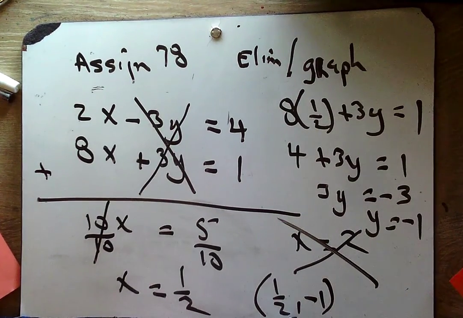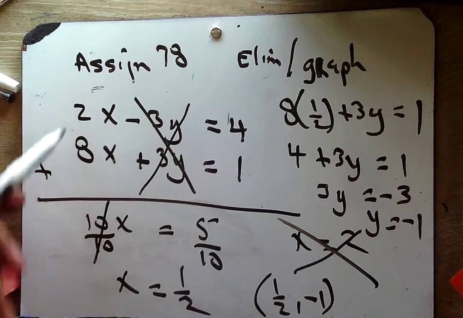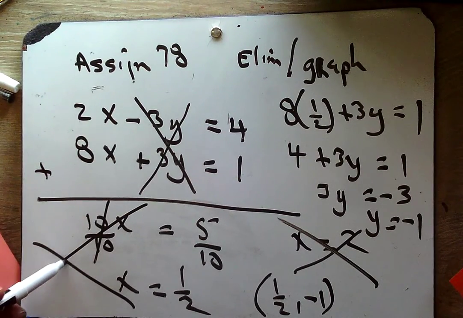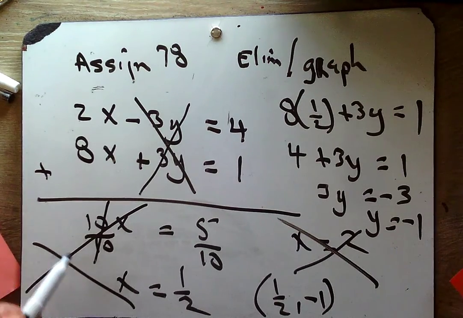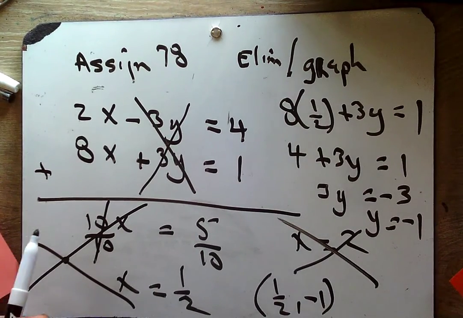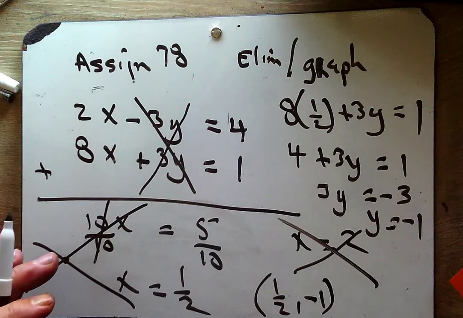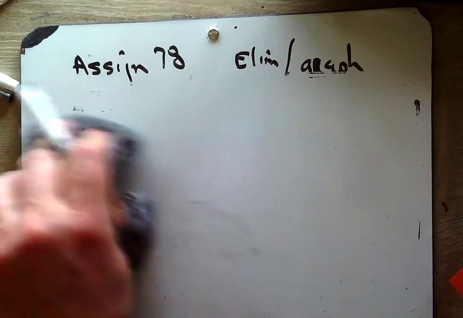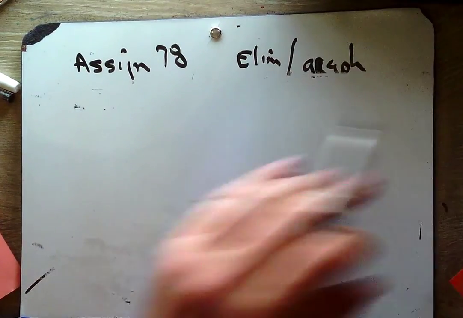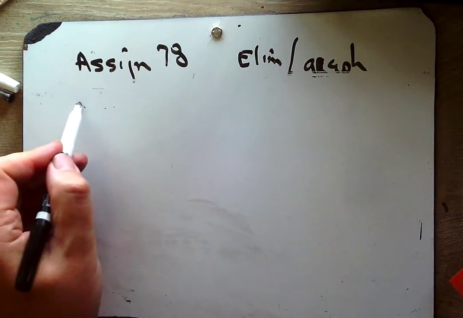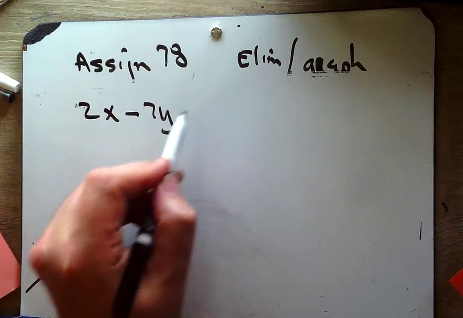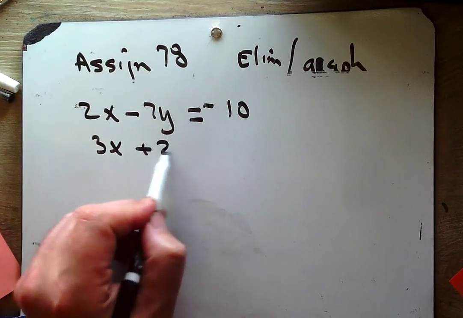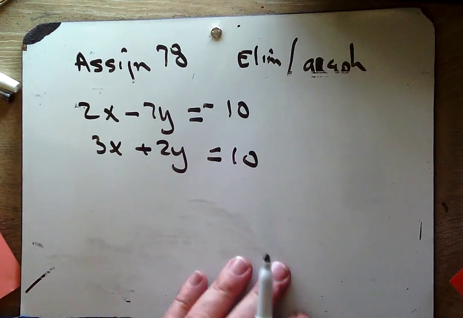And I appreciate only one solution because I'm dealing with linear equations. If I'm dealing with linear equations, I can't get 2 points of intersection, at least not in the Euclidean universe that we live in. Okay, so will you solve this one? 3x plus 2y equals 10.